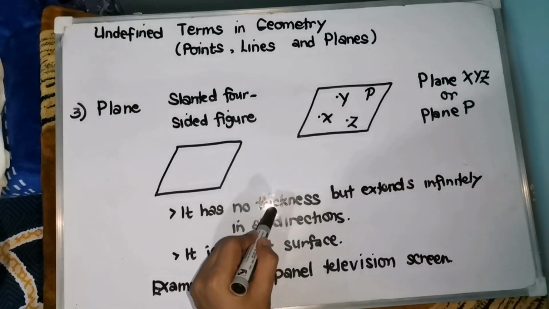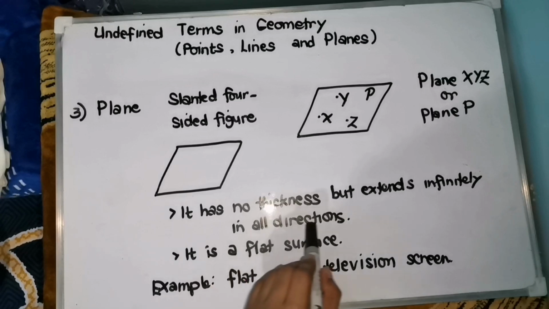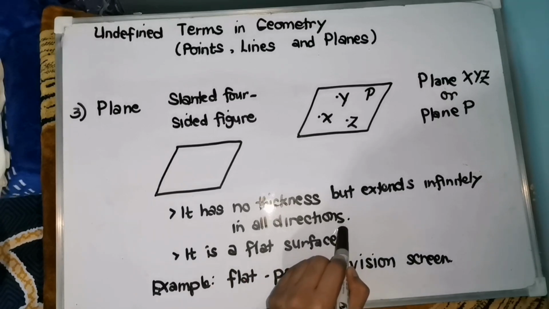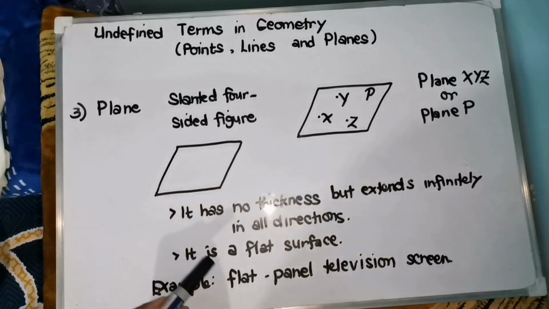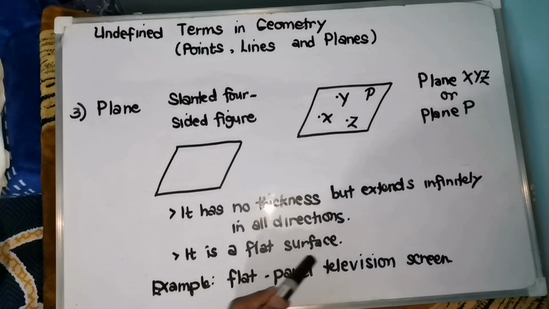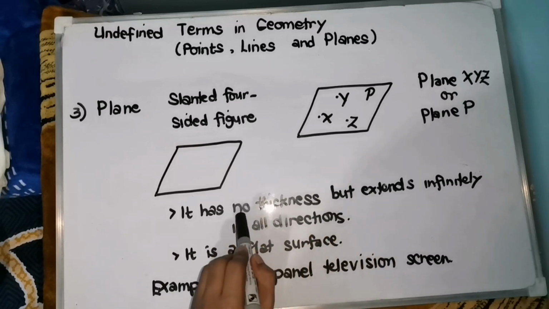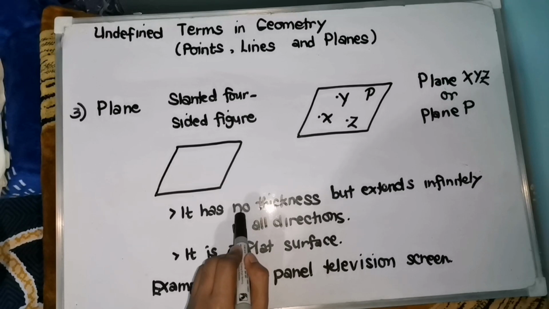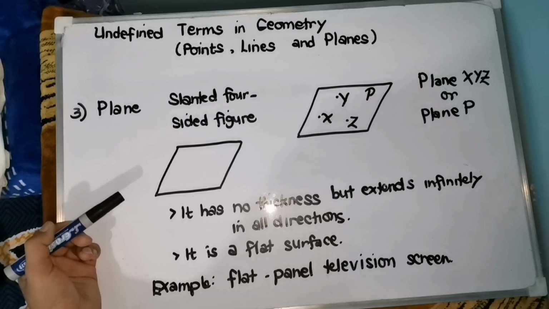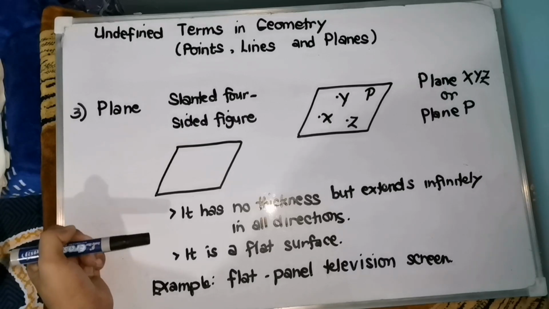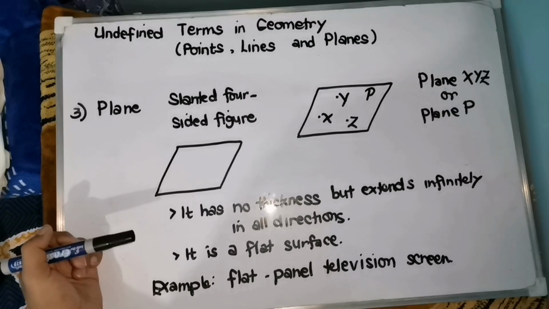A plane has no thickness but extends infinitely in all directions. As you have seen, we have here four sides in a given plane, but it can be extended infinitely in all directions, and it is a flat surface. When we say flat surface, that's why in our first definition it has no thickness or height. For example, a flat panel television screen. Since I already discussed what a point, a line, and a plane are, let's see if you can answer this activity.